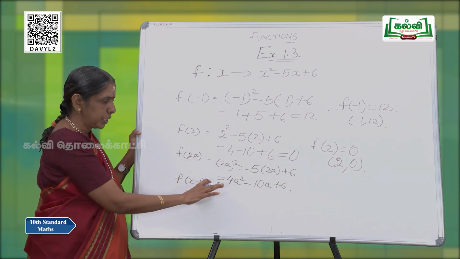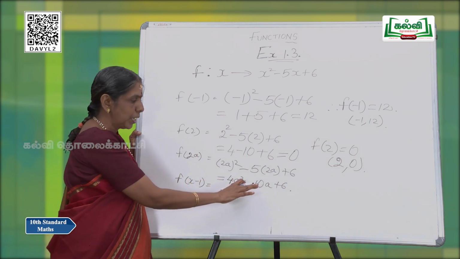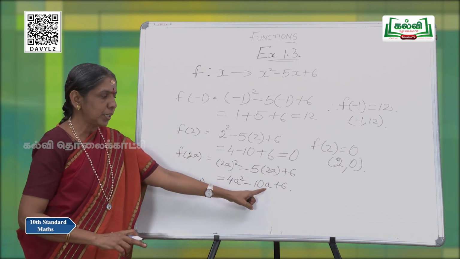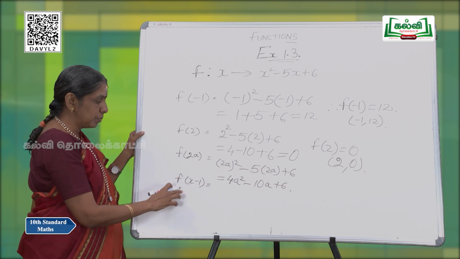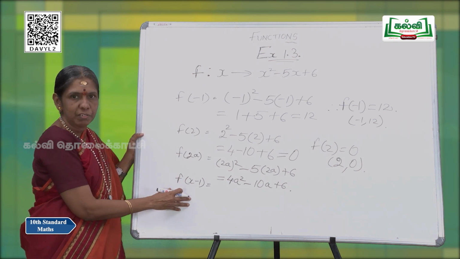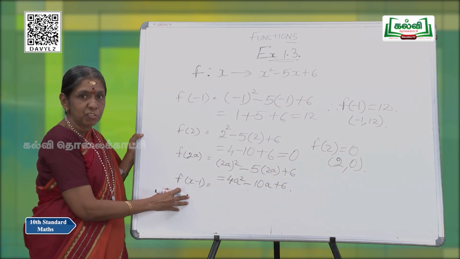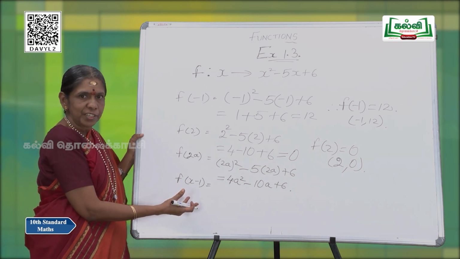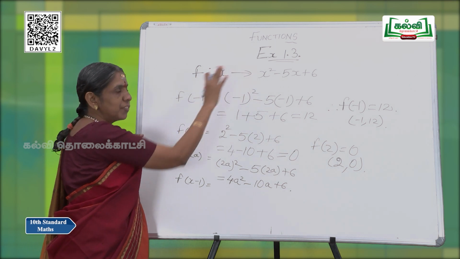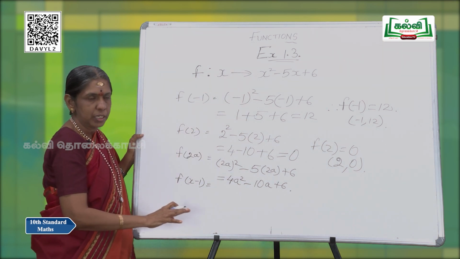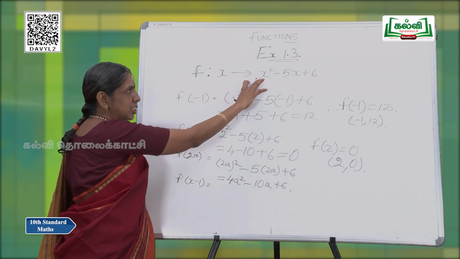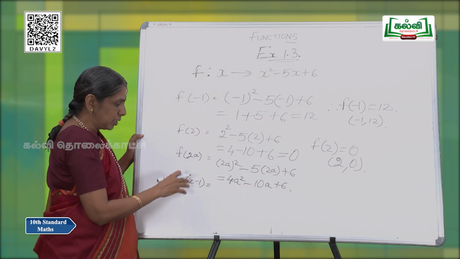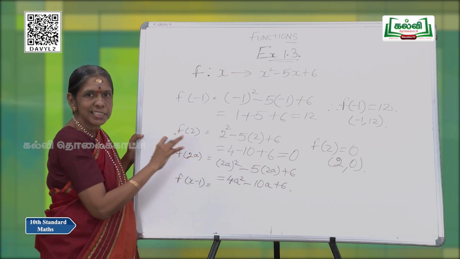So, the answer will be, the image will be 4a squared minus 10a plus 6. That is, 2a is mapped to 4a squared minus 10a plus 6. Now, coming to the last one, again you have a variable, you have to find the function of x minus 1. We do not know what is the value of x minus 1, but in the place of x, replace it as x minus 1. The functional value is x squared minus 5x plus 6. Do you understand? So, in the place of x, you replace it as x minus 1.